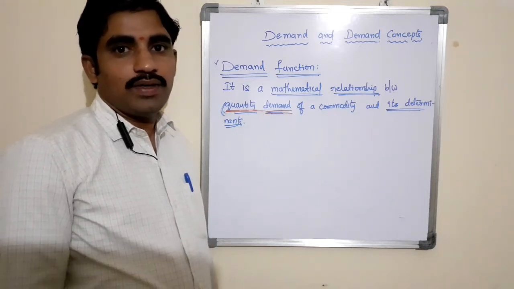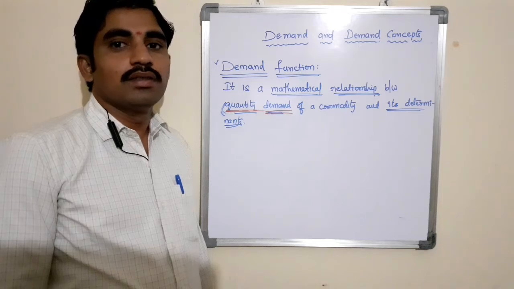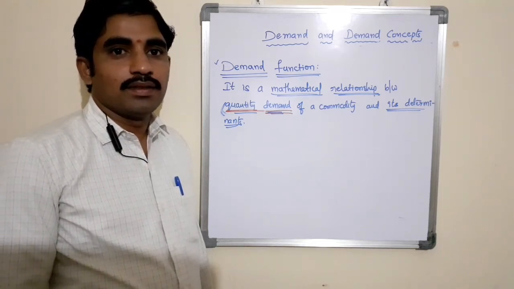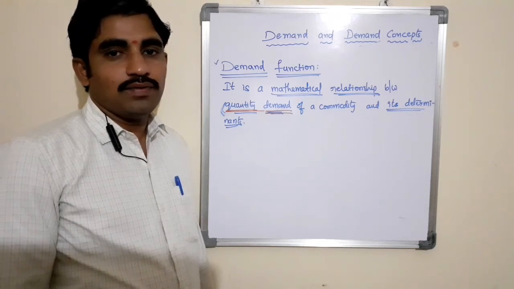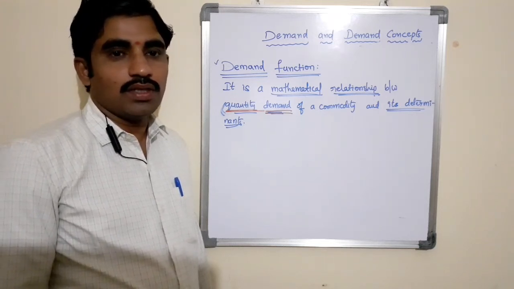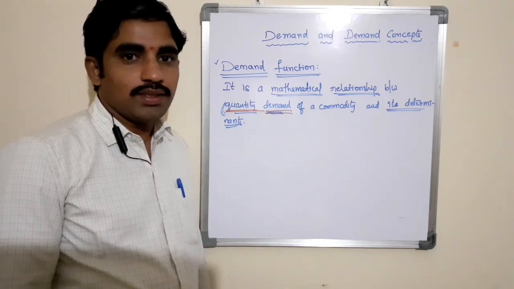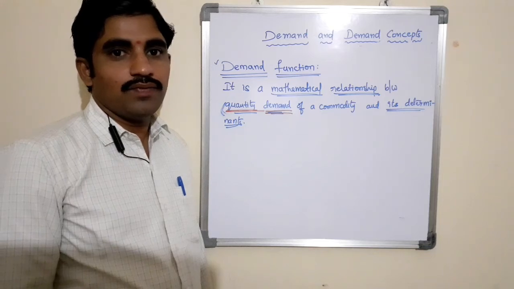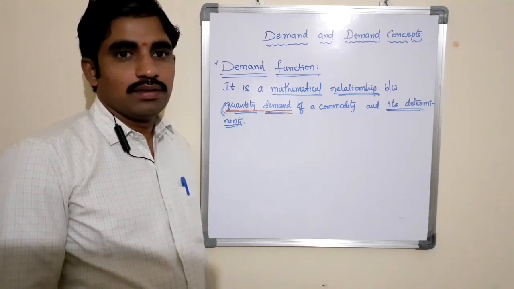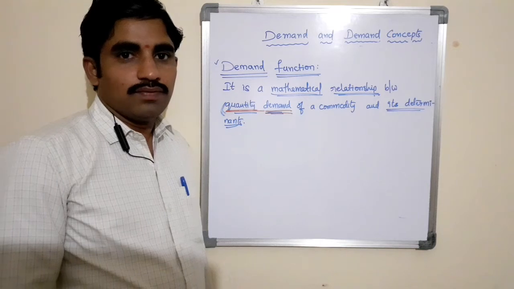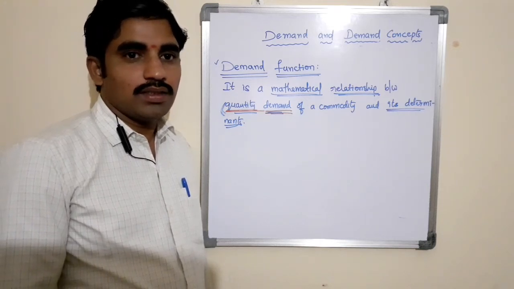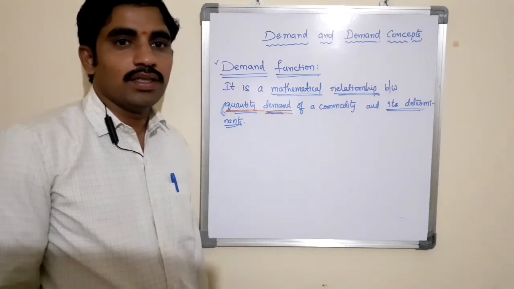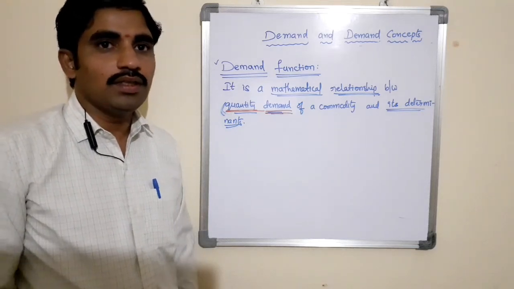Thus, the demand function for a good relates the quantity of a good which consumers demand during a given period to the factors which influence the demand.